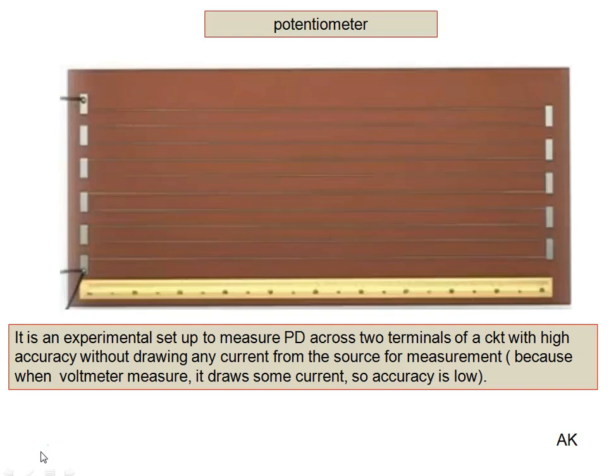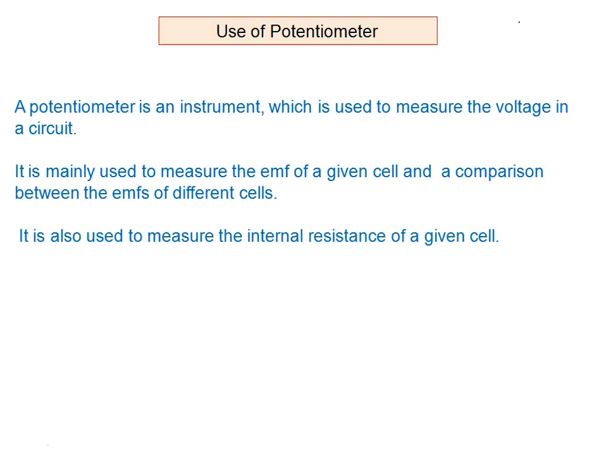So the definition, as I have written here: it is the device which is used to measure EMF across two terminals of a circuit, the potential difference, with high accuracy because it does not draw any current from the source of measurement, because it works on the null deflection, which we will see just after some time. In the lab setup, there are 10 wires. Each wire is of length 1 meter. So we have 10 meters length of the potentiometer wire in the physics lab. So let me just read it.